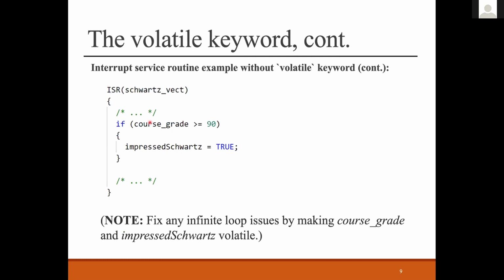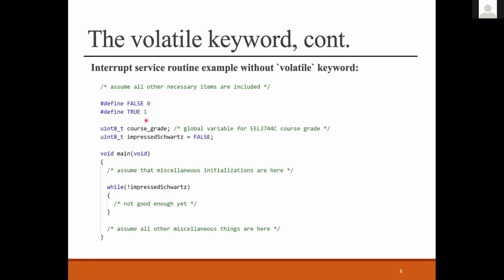So for these variables, course grade and impress Dr. Schwartz, when you read from that variable, most likely it will not continually read from it every time you execute the ISR. Just like before, it would only load the variable into memory one time rather than multiple times. That's a compiler-specific thing, but most of the time that would be the case. So we would fix these issues by again using the volatile keyword with these two variables.